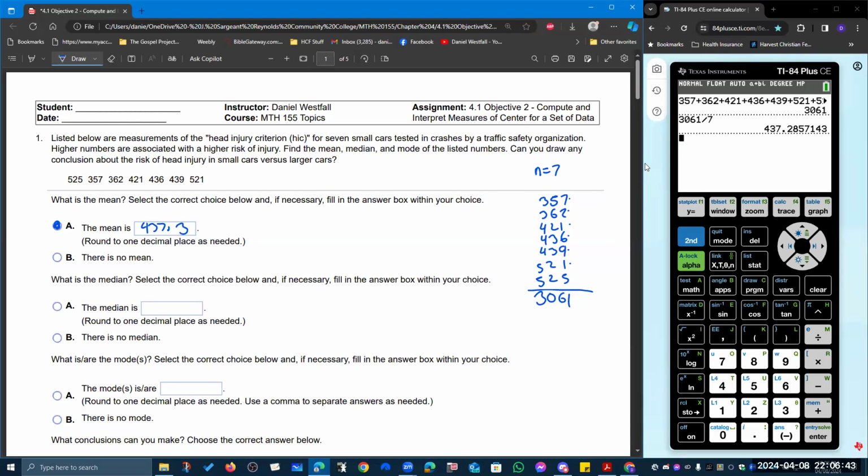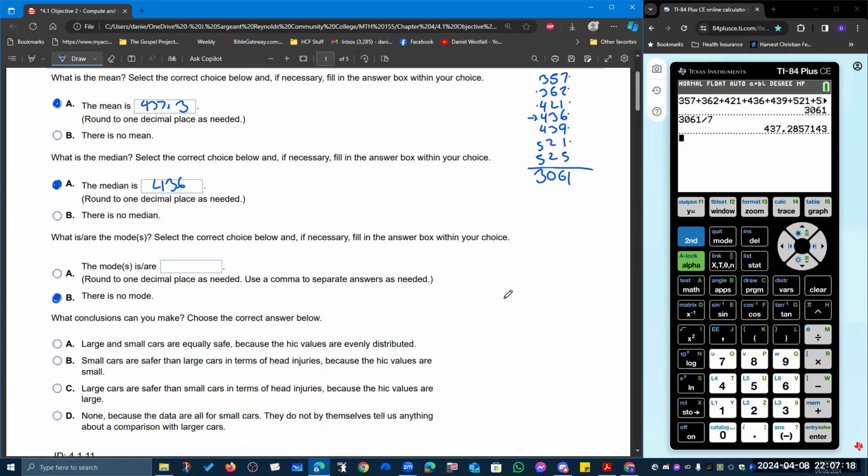Now I want to find the middle number. So 7 plus 1 divided by 2 is 8 over 2 is 4. I'm going to find the fourth entry in the list: 1, 2, 3, 4. Right there is 436. And then is there something that comes up most often in the list? No, there's no mode. Every number here is unique. So there's no mode.